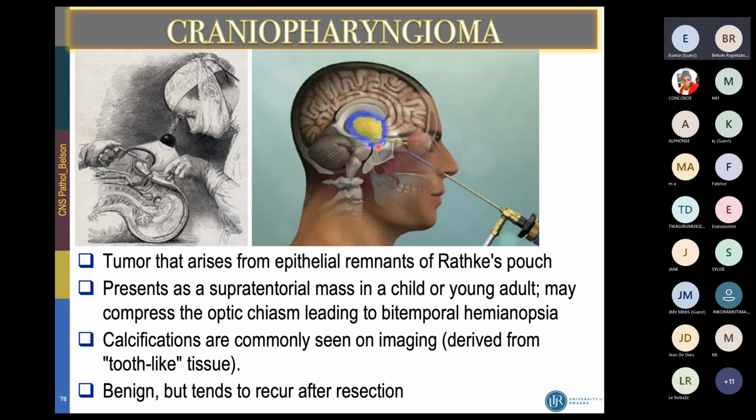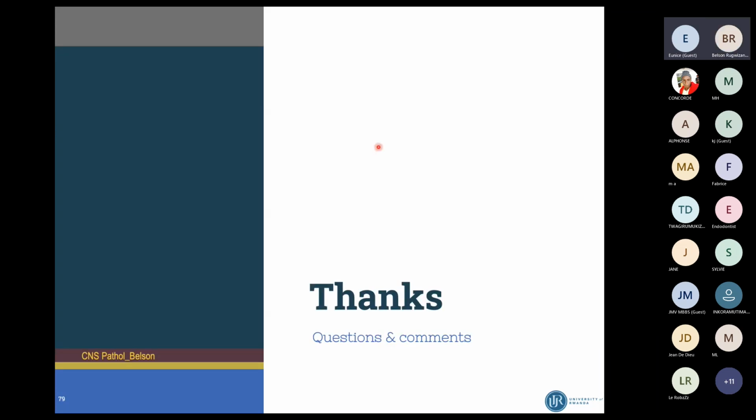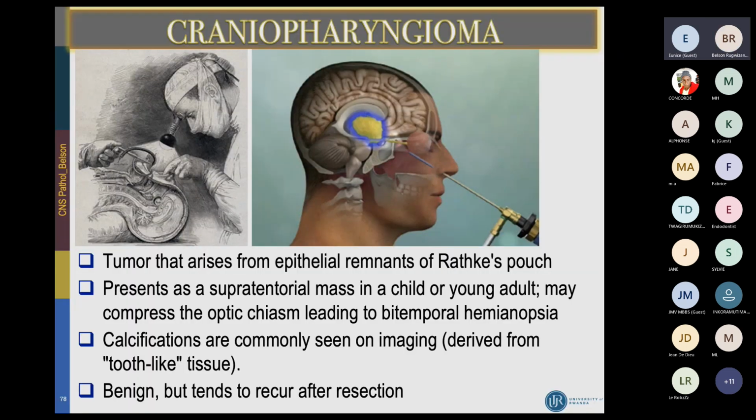Calcifications are commonly seen on imaging. On histology it looks like an ameloblastoma, if you remember what we saw last time in head and neck tumors. It completely appears like an ameloblastoma. On histology the two look the same. So it is benign, but it recurs after resection. So that's all for these tumors.